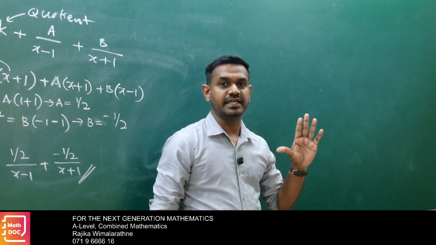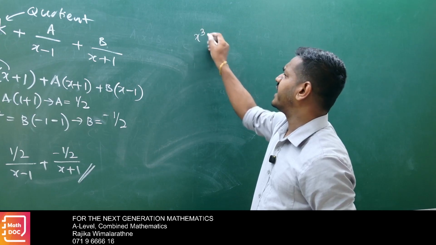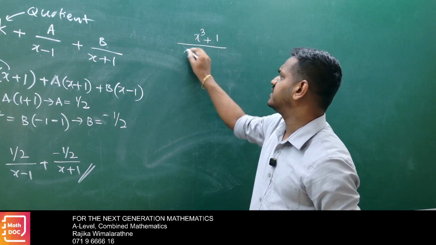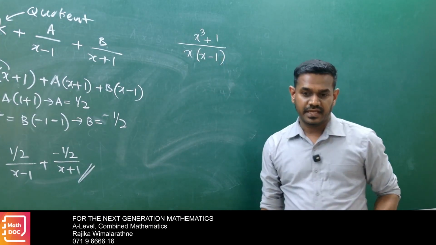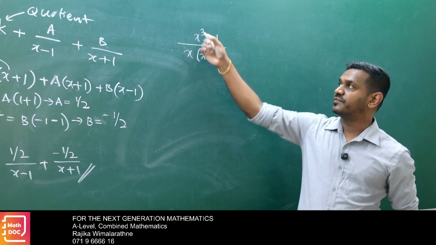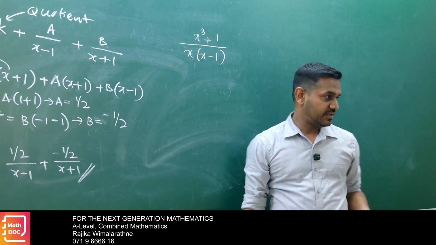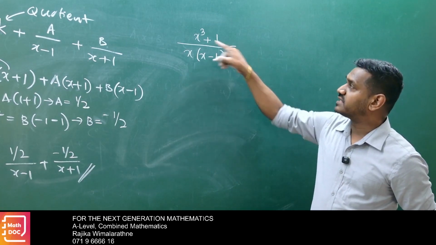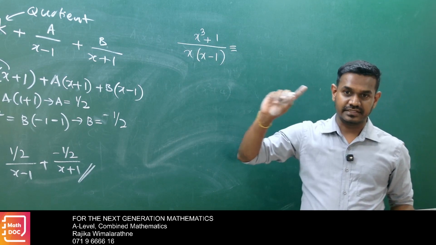Okay, now see another example: x cube plus 1 over x times x minus 1. Here it is improper, no? Denominator degree 2, numerator degree 3. Now it is fully divisible, no? It is divisible. Now here power 3, here power 2, no? Then the quotient will be of degree 1.